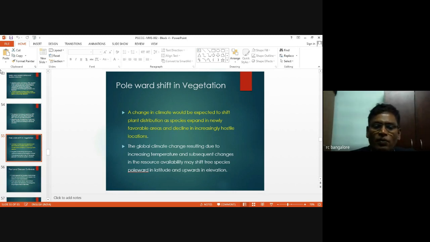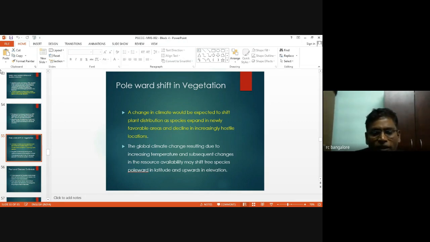A change in the climate would be expected to shift plant distribution, as species expand into newly favorable areas and decline in increasingly hostile locations. What will happen during the wind? The seeds and plant grains occurring in a new area are carried by the wind or by water, and because of unfavorable conditions in one location, new plants will be generated in other places.